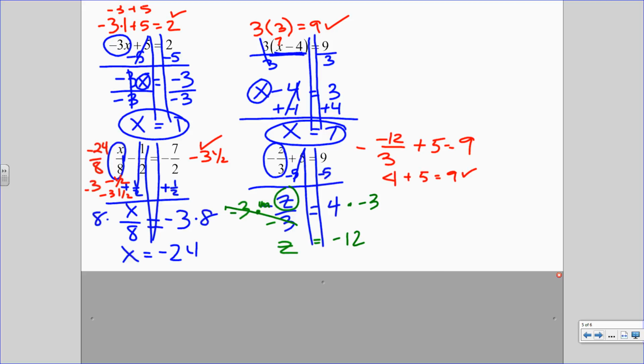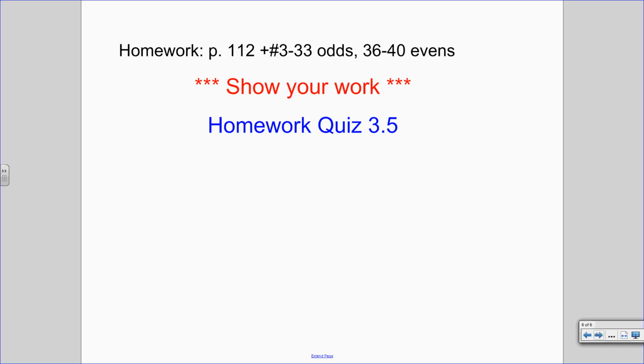So it takes some time to practice doing two-step equations, but if you show your work, you will be able to solve those. So your homework is on page 112, and you need to go ahead and jump into that and practice solving these problems. Please make sure you write down the problem and show your work, and when you're done, you can do your homework quiz.